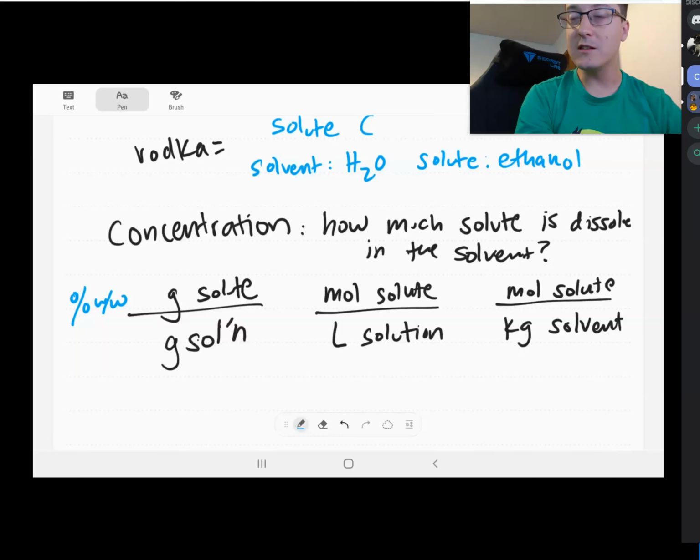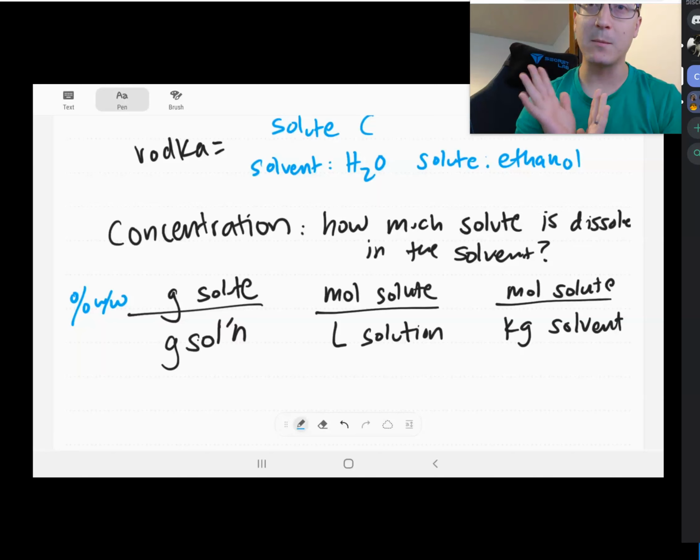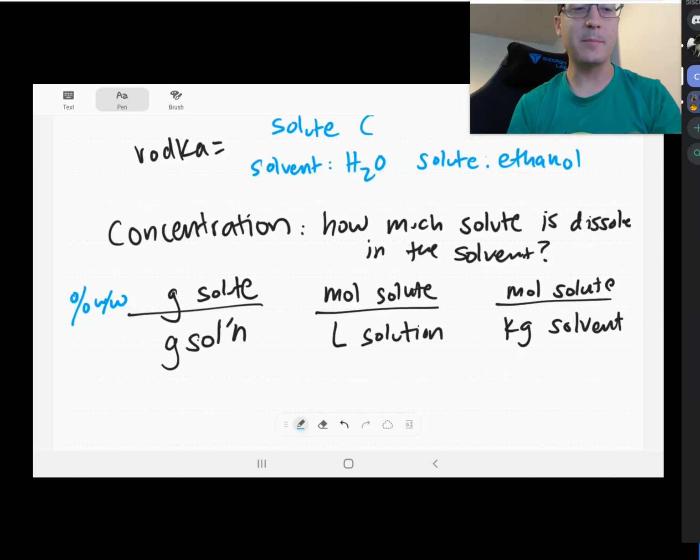There are other ones. You can also have weight per volume or volume per volume. For example, your vodka that you're going to buy at the store will say it's 40% alcohol by volume. That's 40 milliliters of ethanol per 100 mils of vodka. That's a volume per volume percentage. However, that's not typically used in chemistry, so we're going to forget about that. Okay, so back to the percents weight per weight.